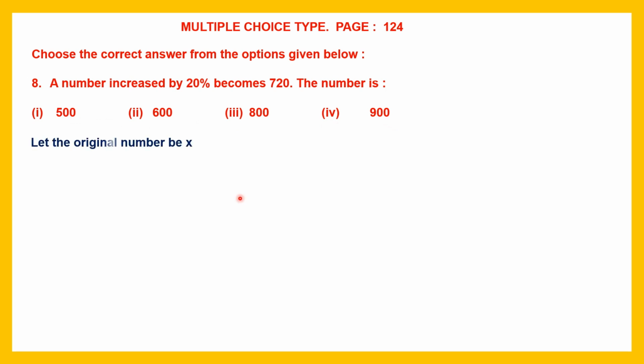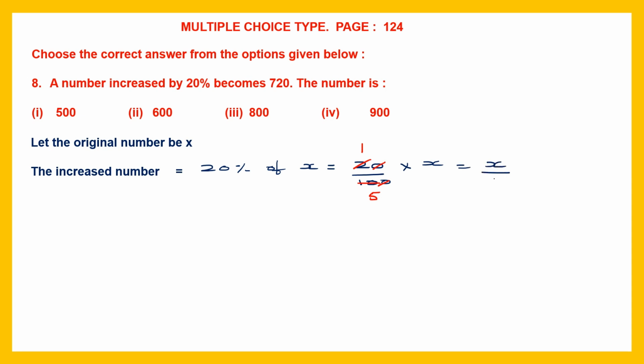So let's begin by saying, let the original number be x. So the increased number will be 20% of x. That is 20 by 100 into x. So now we can cancel here itself. 2 ones are 2, 2 fives are 10, and then we multiply, we get 1 into x is x, and in the denominator we have 5. So the increased number is x by 5.